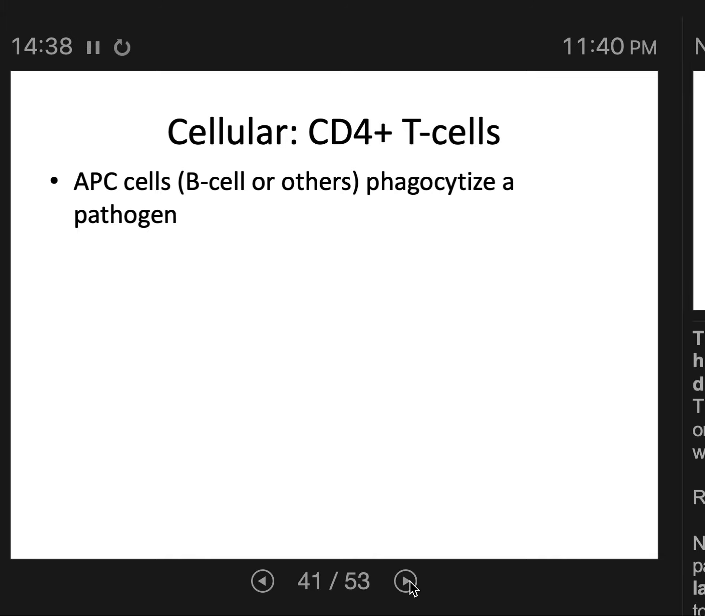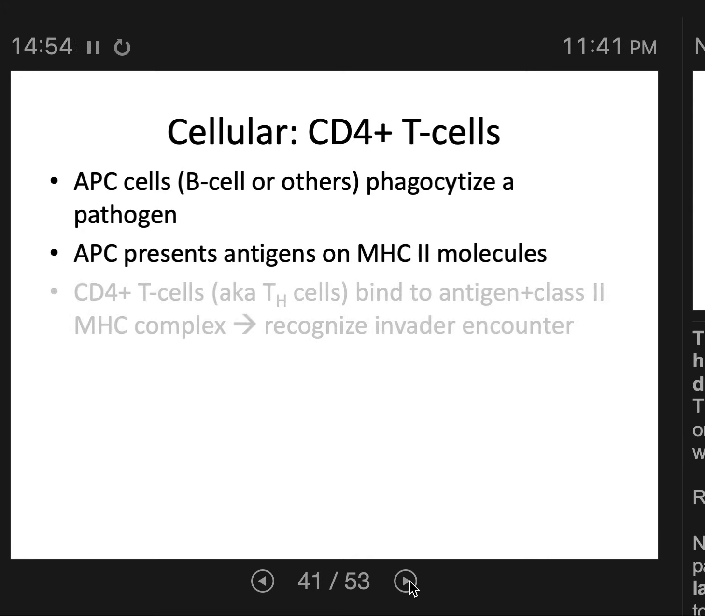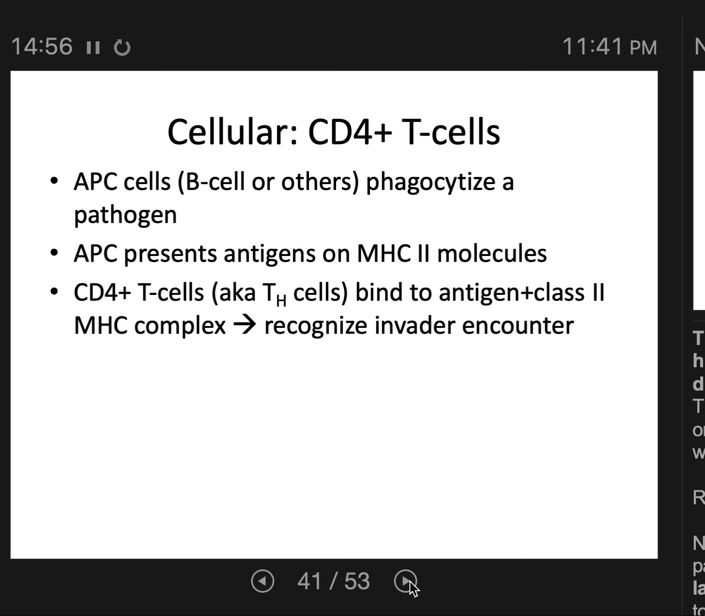So some antigen-presenting cell, like a B cell, phagocytizes a pathogen. The antigen-presenting cell will then present antigens from the microbe it just digested on its MHC class II molecules. Then a CD4 plus T cell, also known as a helper T cell, will bind to the antigen plus the MHC class II. So it's a complex, antigen MHC class II complex. That's going to allow the helper T cell to recognize that the antigen presenting cell has encountered an invader.